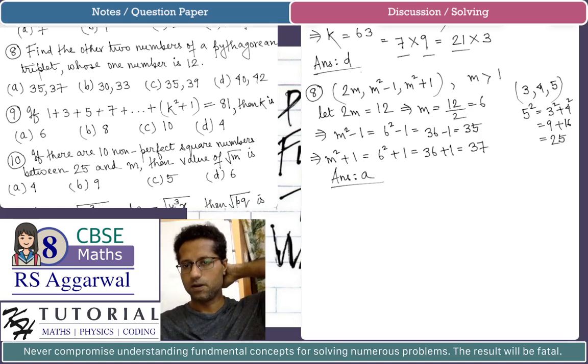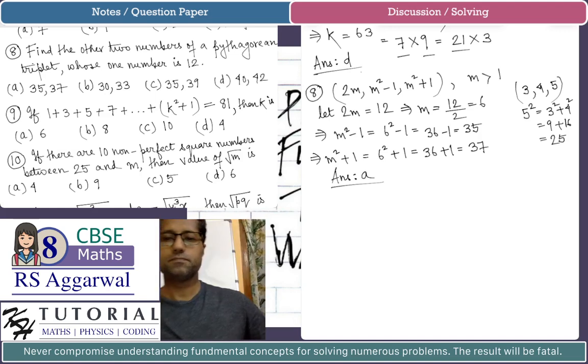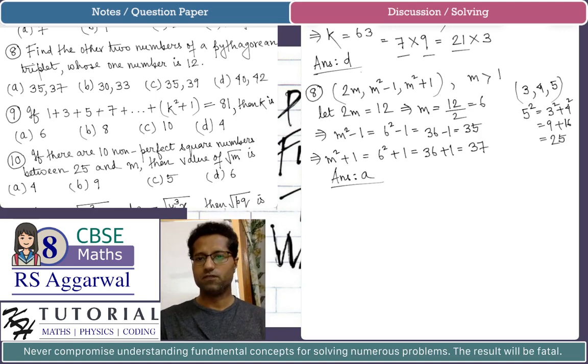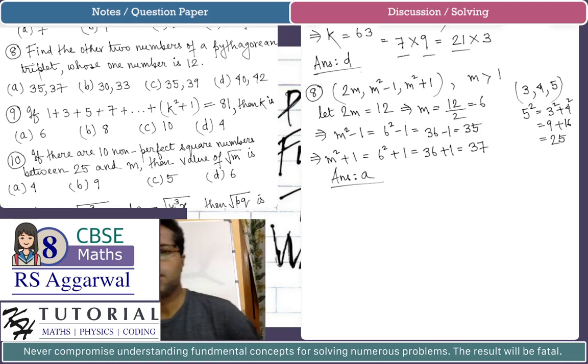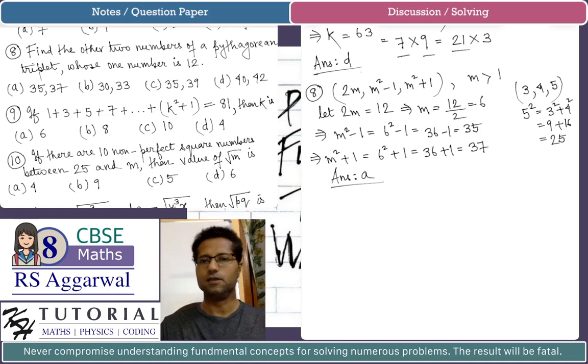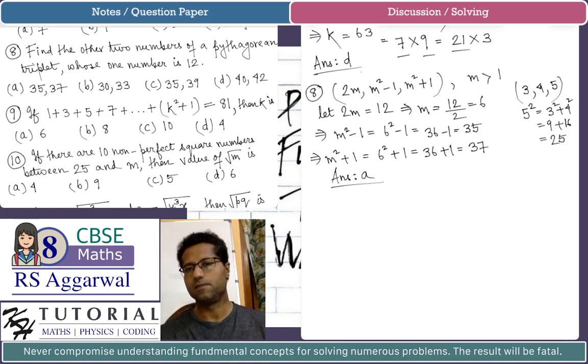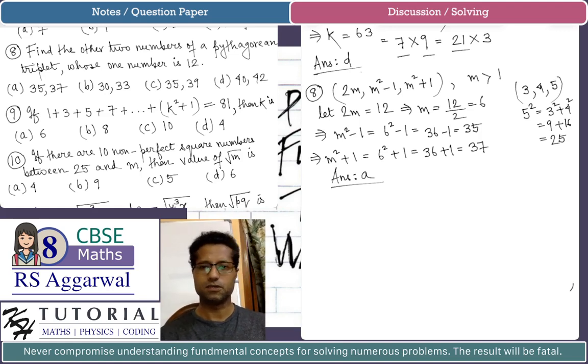But you cannot express this Pythagorean triplet 3, 4, 5 as twice m comma m square minus 1 comma m square plus 1. You will not find any m such that twice m will be 3, because the triplet twice m comma m square minus 1 comma m square plus 1 will always have the first number as an even number. But in the triplet 3, 4, 5, 3 is an odd number. So this form does not cover all the possible Pythagorean triplets.